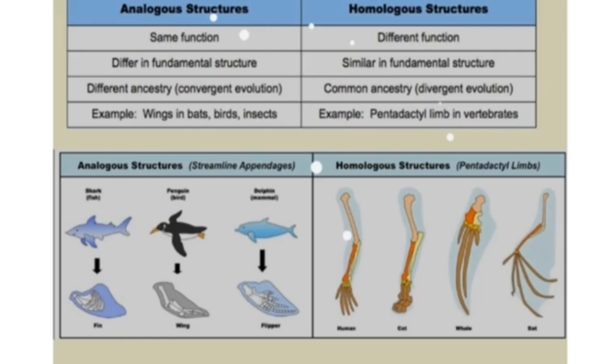But homologous structures are those that are of common ancestor. So you can see, like the hand of a human being, the hand of a cat, the hand of a whale, the hand of a bat. They are all of the same ancestor. So they are homologous structures.